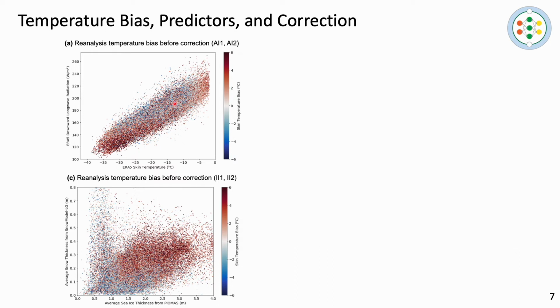So as expected, a strong positive temperature bias is found for colder temperatures and also for thicker ice and snow, while we see a cold bias for thinner ice cover.